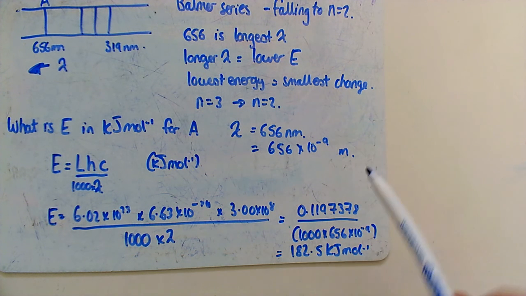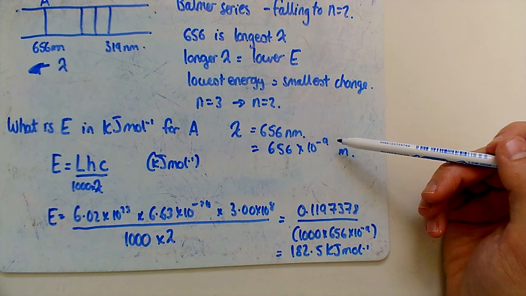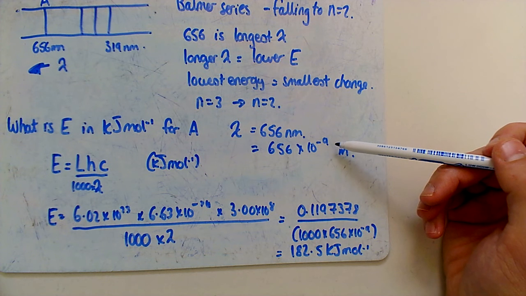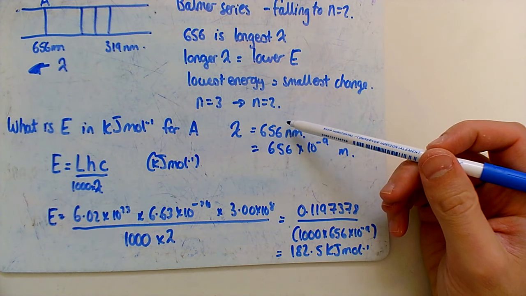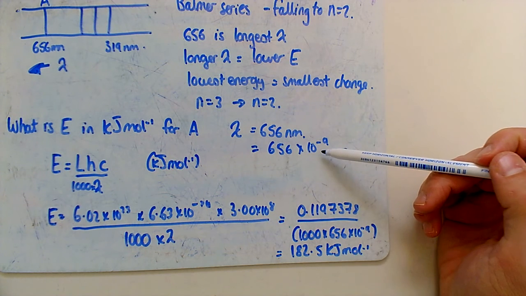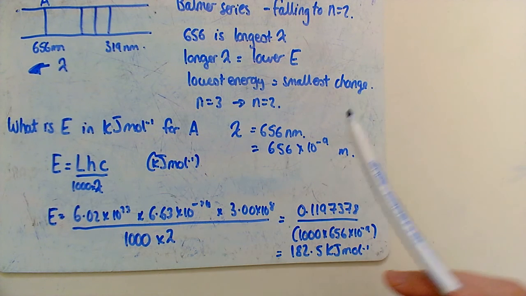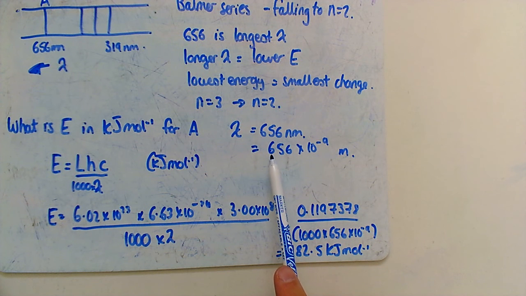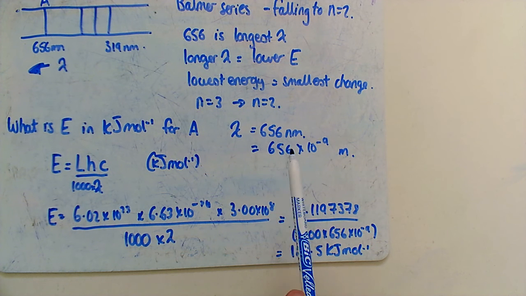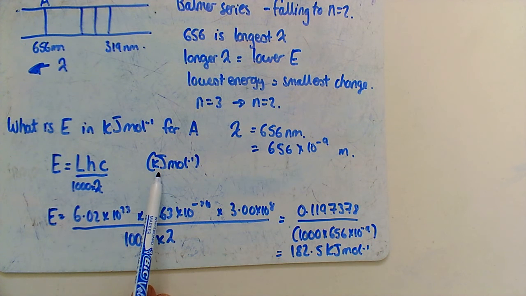Another really important point is you need to turn this into meters. You do not need to make it proper scientific notation. All you need to do is take whatever this number is in nanometers and put 10 to the minus 9. You don't need to bother turning that into one number in units. It can be in the hundreds. That's absolutely fine. And remember that in order for it to be kilojoules per mole, you need to divide by 1,000. So you get 182.5 kilojoules per mole.